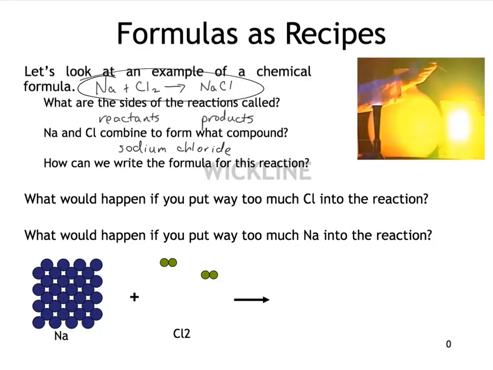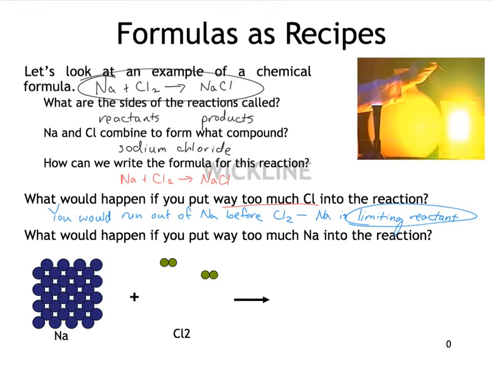I'll just rewrite it. Now, if I were to put way too much Cl into the reaction, then you would run out of sodium before you could make all the sodium chloride. So if there's too much chlorine, you'd run out of sodium first, and you would get the normal amount of sodium chloride, but you would have a lot of leftover chlorine. And this gives us a really important vocabulary word for this unit, and that's called limiting reactant.